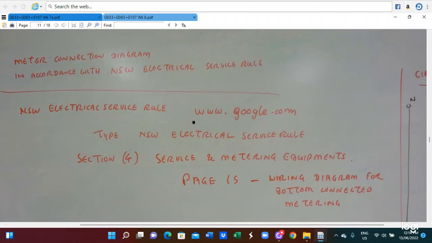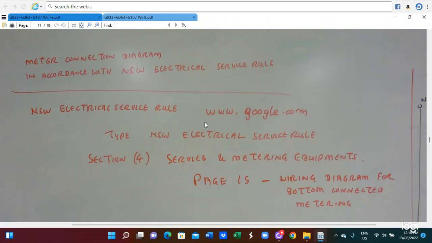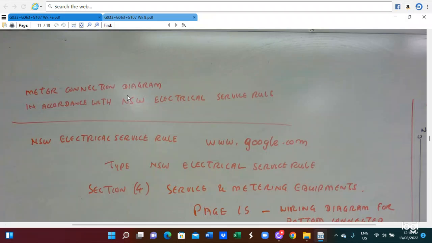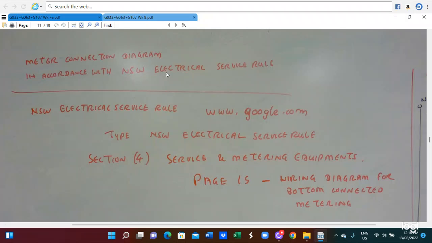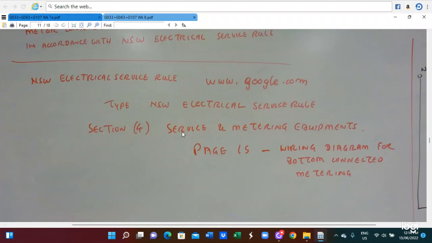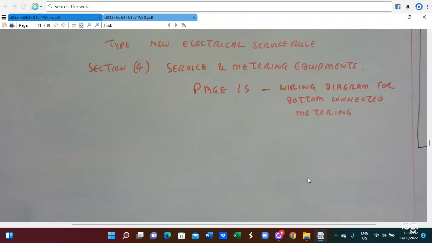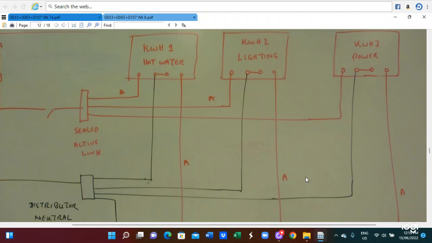Then we also have the meter connection. Meter connections are diagrammed in accordance with the New South Wales Electrical Service and Installation Rules. When you are using the meter, we need to follow the New South Wales service rules. You can find them on Google by typing the service rules, and then you can see Section 4, metering equipment. Section 4, page 15 is the wiring diagram for bottom connected metering. You can see all of the NSW service rules.